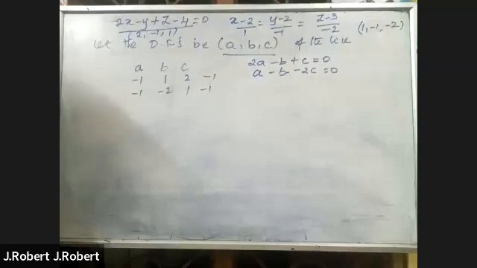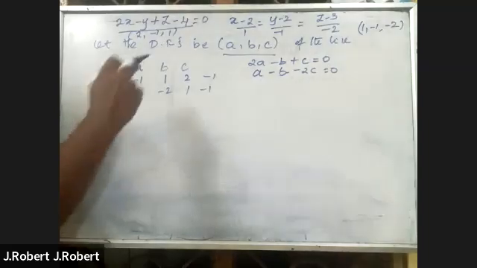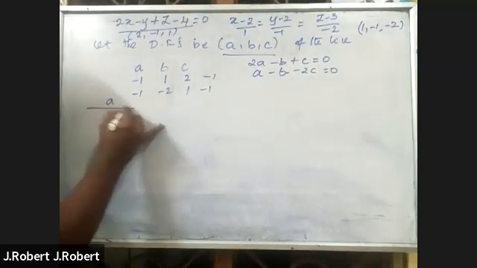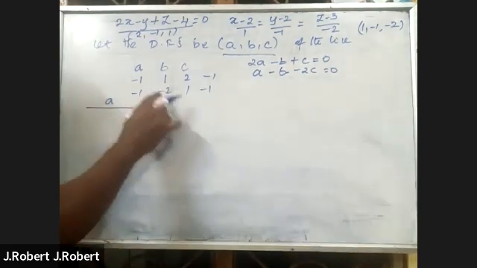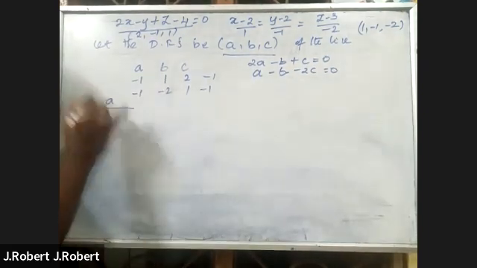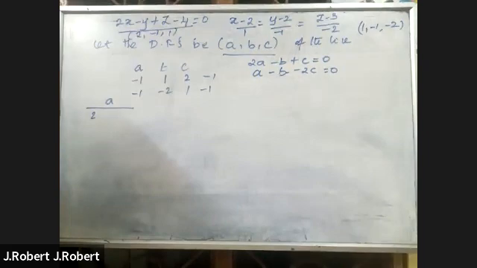Now in the cross multiplication we are going to find A. How? Minus 1 into minus 2 becomes 2. Minus 1 into 1 becomes what? What will we get?